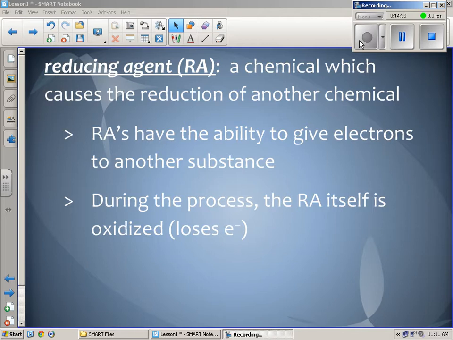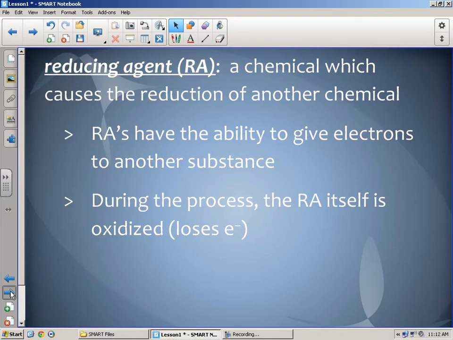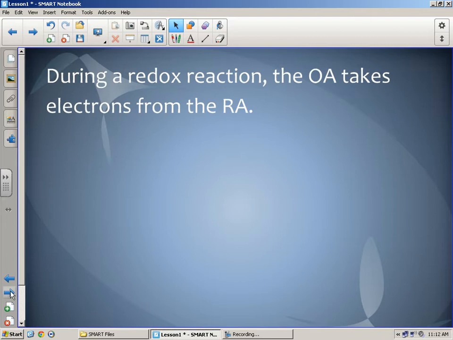All right, good. Are we all done that? Okay, so once again, during the process, the RA itself is going to be oxidized. That's very important that you keep that straight, because we are going to do that over and over and over again. During a redox reaction, the OA takes electrons from the RA.